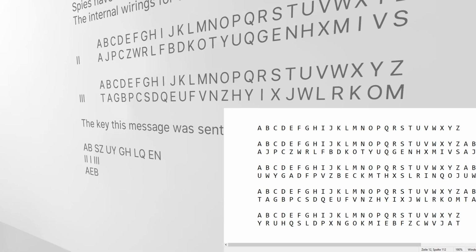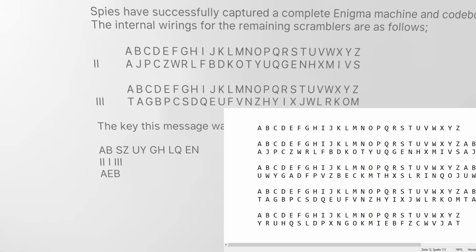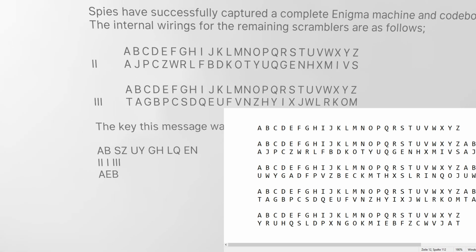So now, the key this message was sent with is, and that's down there, ABSZ-UYGHLQEN 213 AEB. I don't know what AEB means at all. I think that the letter pairings are just to line stuff up. How many do we have? 1, 2, 3, 4, 5, 6. So that would be what? 1, 2, 3. How do we get to 6 pairings though? I don't know.